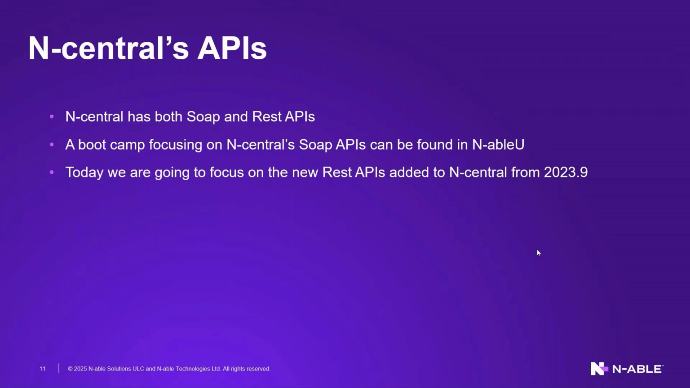Today, as I said, we're going to focus on the N-central REST APIs, and these were added to N-central starting in N-central 2023.9, so the end of that year, and have been enhanced and added to right through last year and into 2025 versions as well. It's important to note the version of N-central you're on, because some of the functionality that's available in the APIs is dependent on the version of N-central you run as well. So if you're not running the latest version of N-central, you may find that some of the functionality is not currently available to you as well.